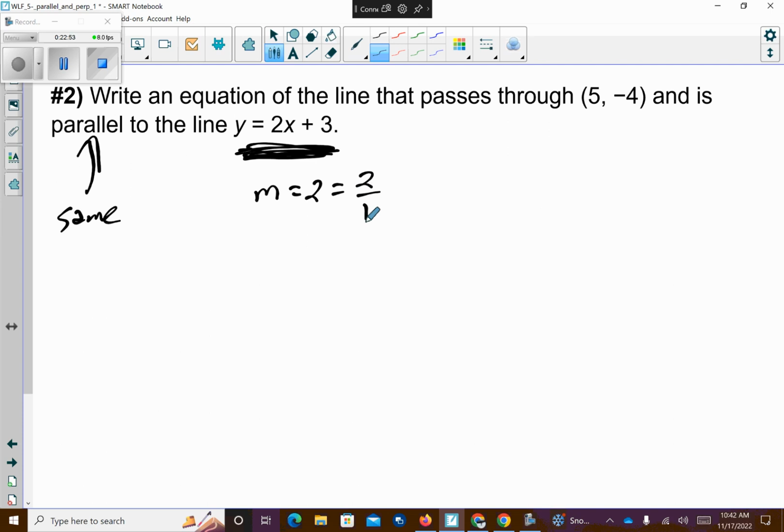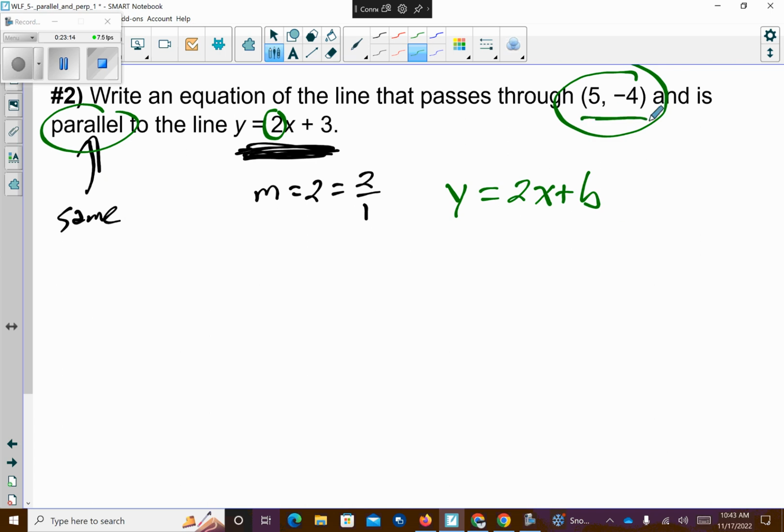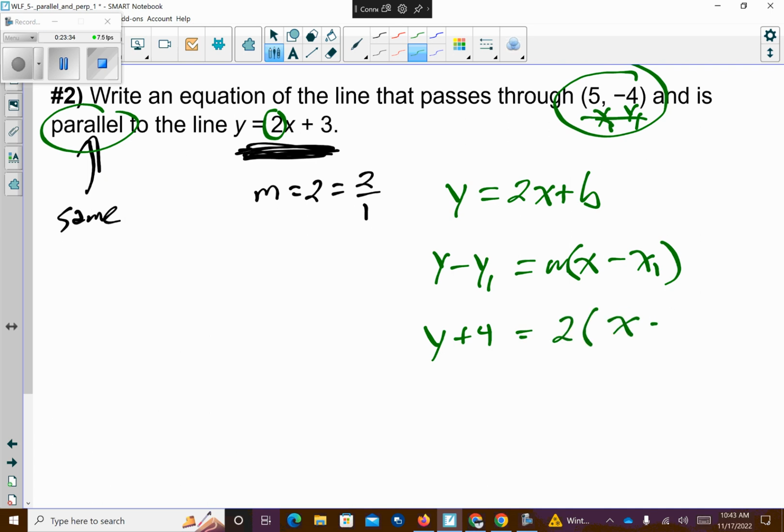All right, so I want to write an equation that uses that point right there and is parallel to this. So this number is going to be the same because it is parallel. I have this point that's given, so I'm going to use my point-slope equation, y - y1 = m(x - x1). So I get y + 4 = 2(x - 5).